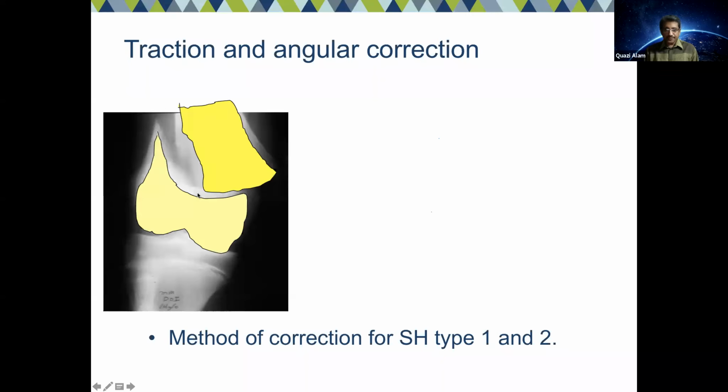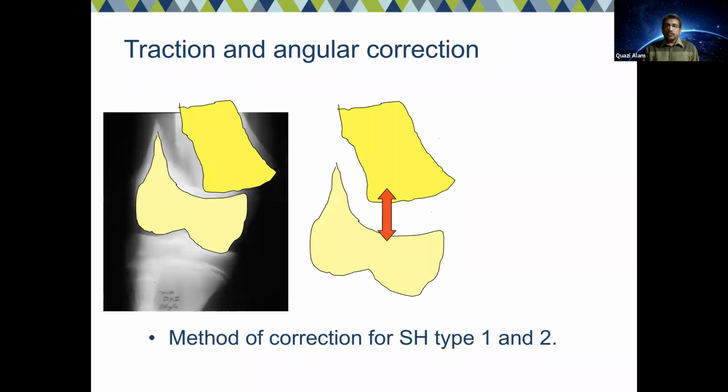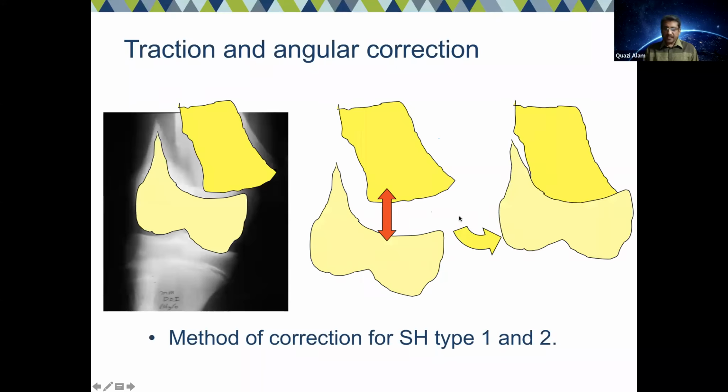So what do you need to do? You need to first give traction. Make a gap between the proximal fragment and the distal fragment. Now, if you push this distal fragment to its normal anatomical position, there is no question of any friction between the metaphysis and the epiphysis. Once it is placed, you can remove the traction and put it into a cast. So this is the method of correction of Salter-Harris type 1 and 2 injury, which you need to do within 7 to 10 days at most.